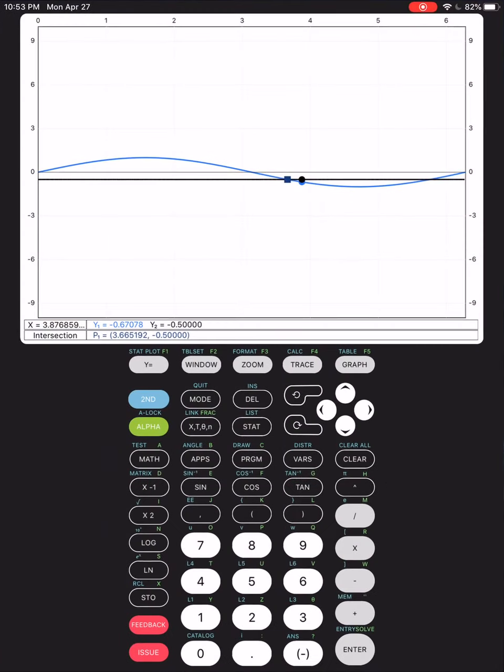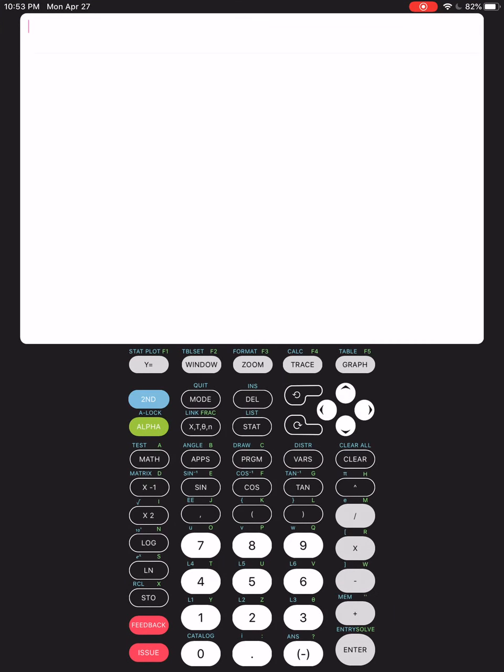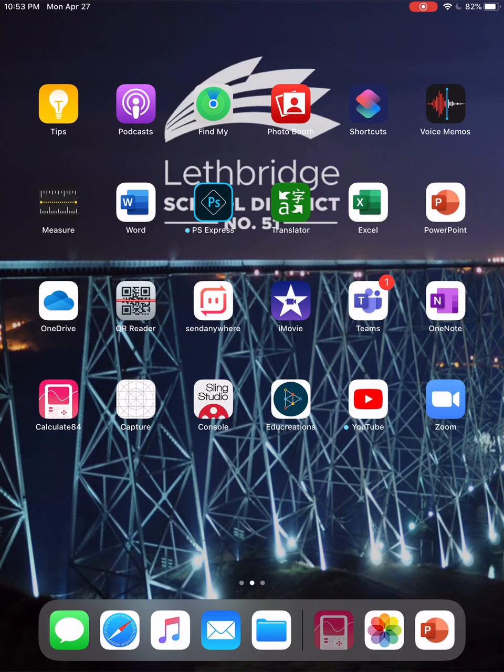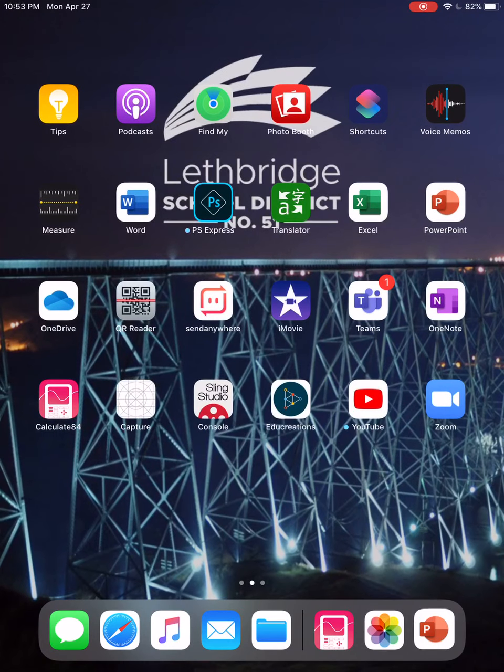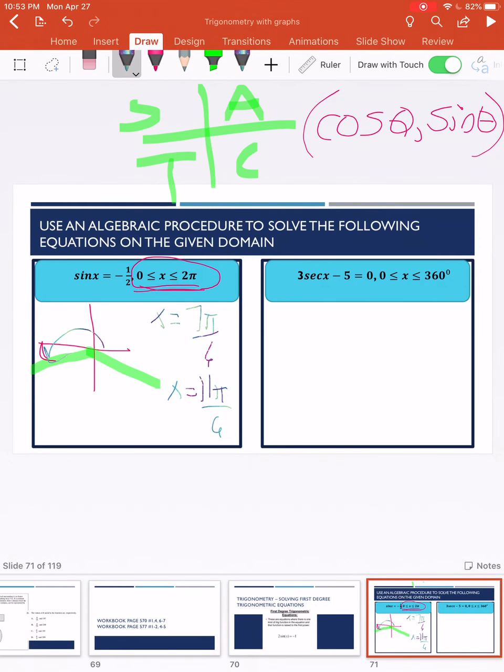Your graphing calculator won't give you the exact answer, but it's super helpful when you want to double check. So let's type in 7 pi over 6, 3.665. So we know that it's the same answer, and we know for sure that we did that correctly. The graphing calculator won't give you the exact answer in radians, but it's a really good tool to double check and make sure you did it correctly. Okay, let's keep moving here.